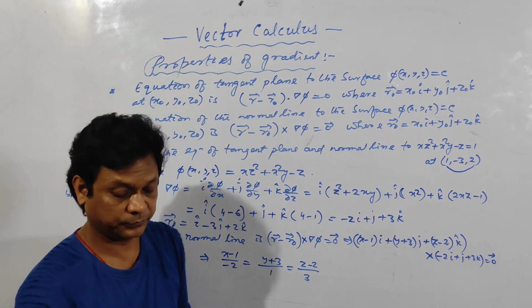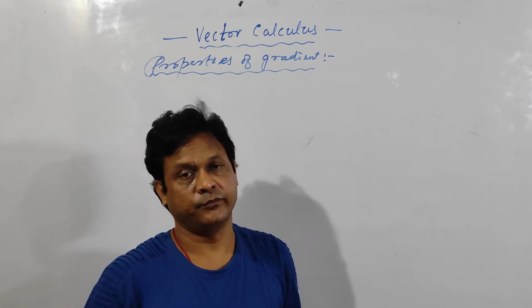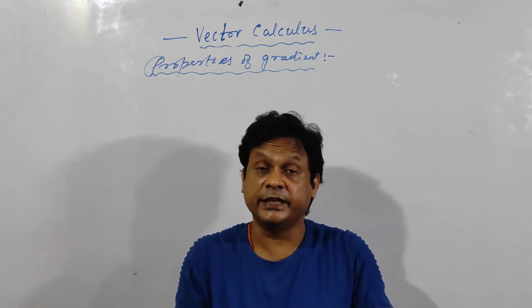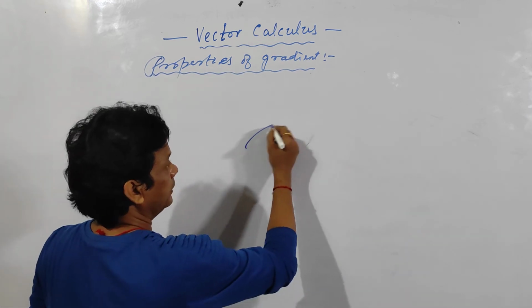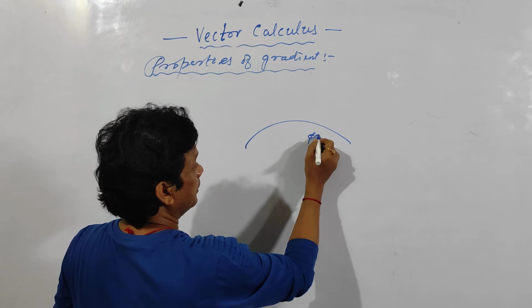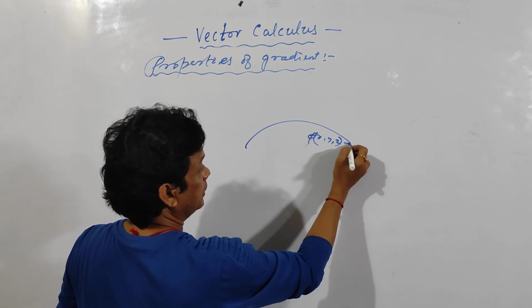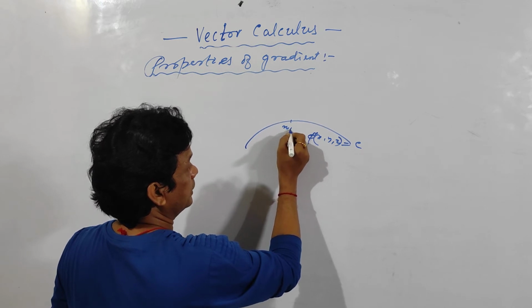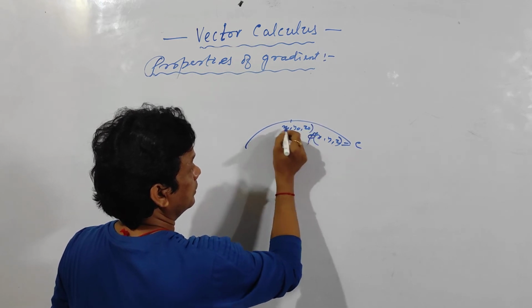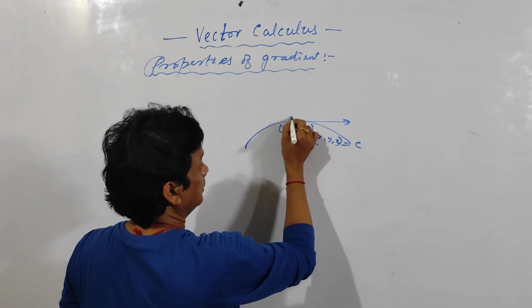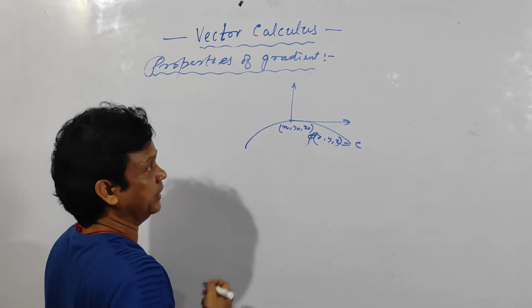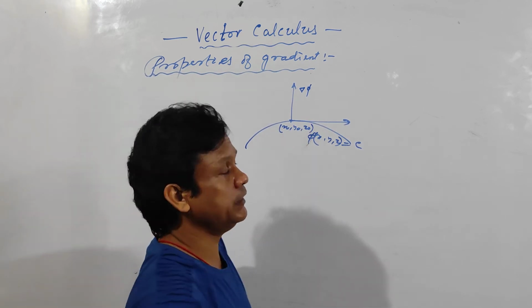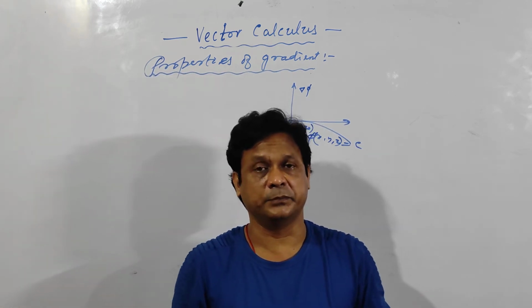Clear? The question is, what is the direction of grad phi? Grad phi is a vector quantity. And what is the direction of grad phi? So if phi of xyz is equal to c, and this is the point x0, y0, z0, this is the tangent, and the direction of grad phi is along the outward drawn normal.